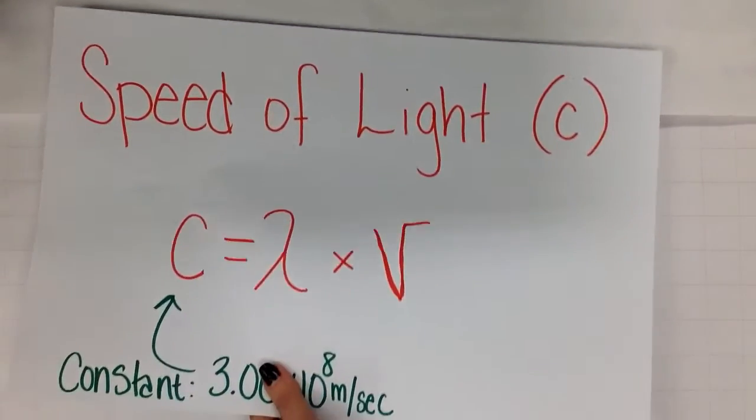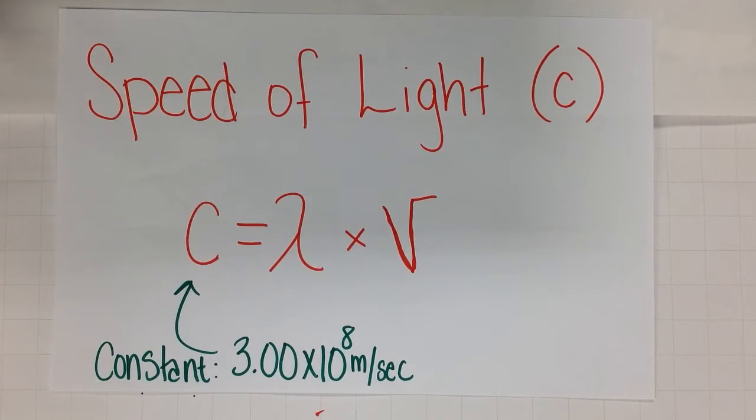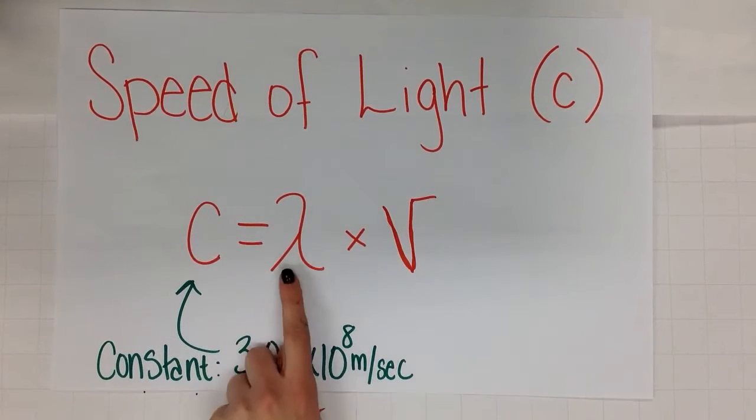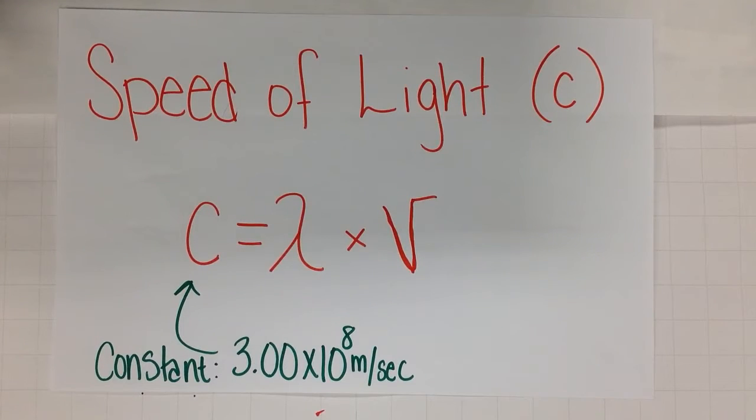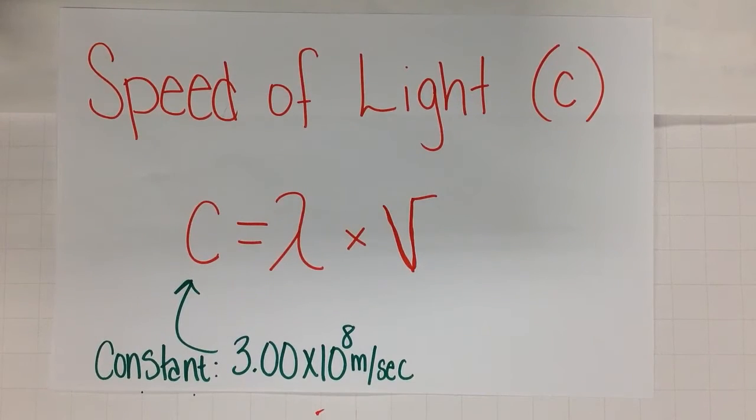Okay, that's one equation. And our second equation involves the speed of light. The speed of light is equal to lambda, which is wavelength, times frequency. The speed of light is given the letter c, and it's also a constant that will be given to you, and that's 3.00 times 10 to the 8th meters per second. Okay, now that we have these important conversions, equations, and units, let's actually solve a problem.